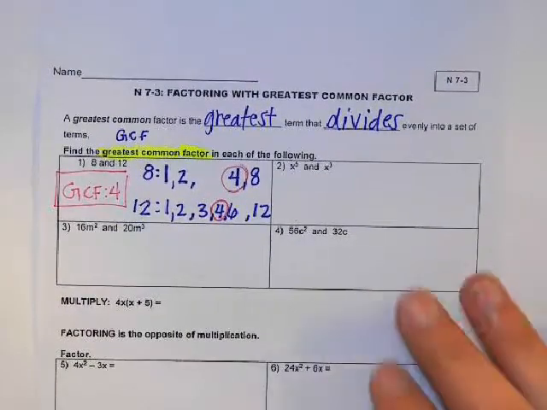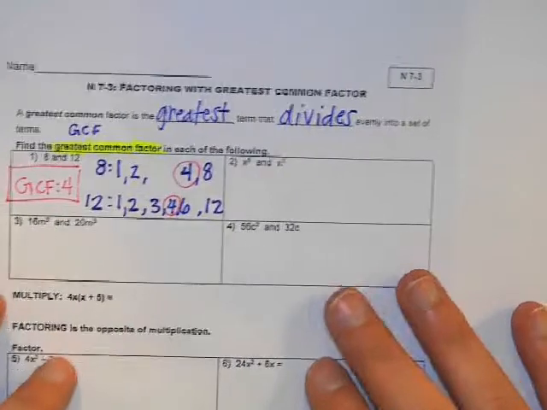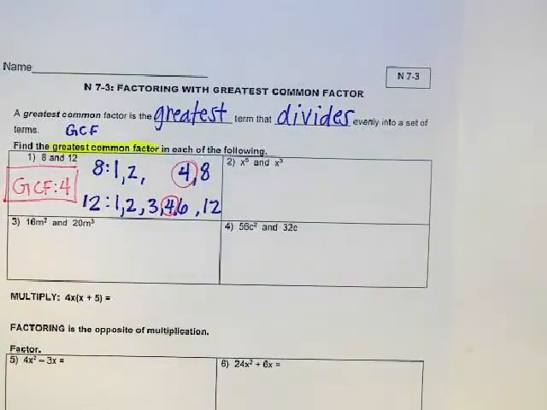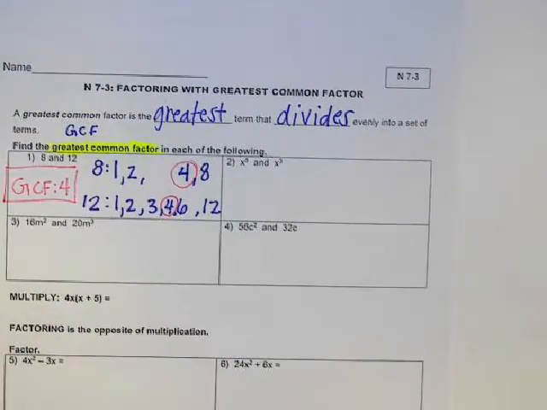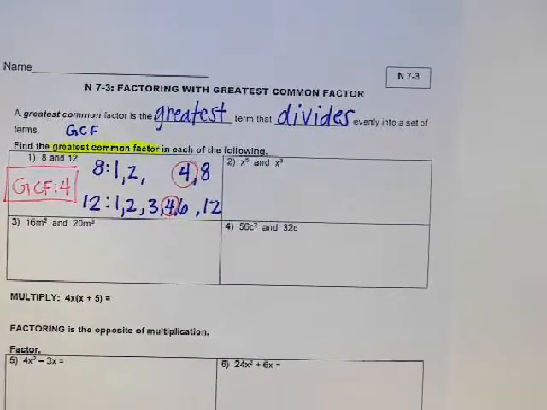Okay, number 2. Why is number 2 different? It has exponents. What else is different? Variables. Variables with exponents.